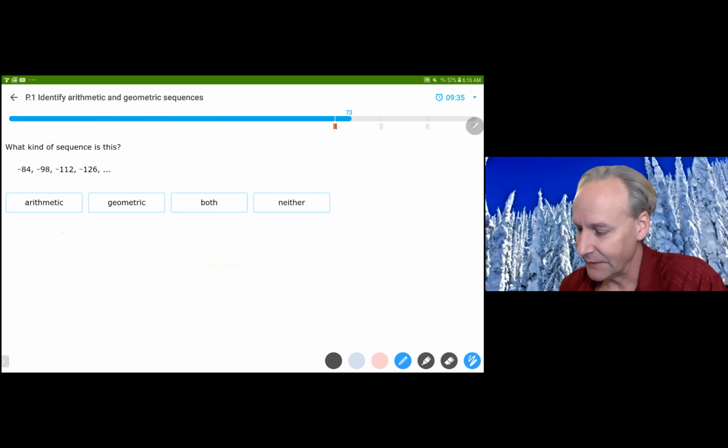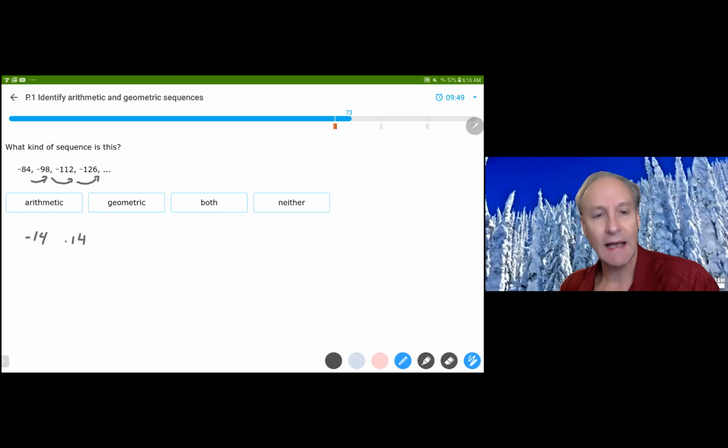Okay, we have a negative 84 to negative 98. Looks like it's a negative 14 that I added. And then I added negative 14 again. Yep. And then did I add negative 14? I sure did. I added negative 14, or subtracted 14, each time. I like to think of it as adding a negative rather than subtracting. And there's lots of reasons in algebra not to do subtraction. So trust me, you would rather think of it like this. I'm adding more negative to it. But what are we doing? Definitely arithmetic.